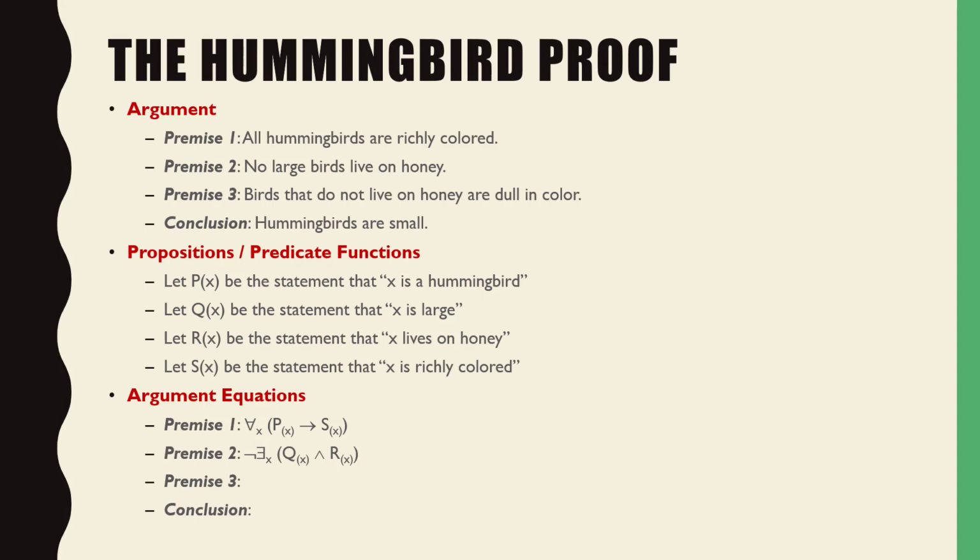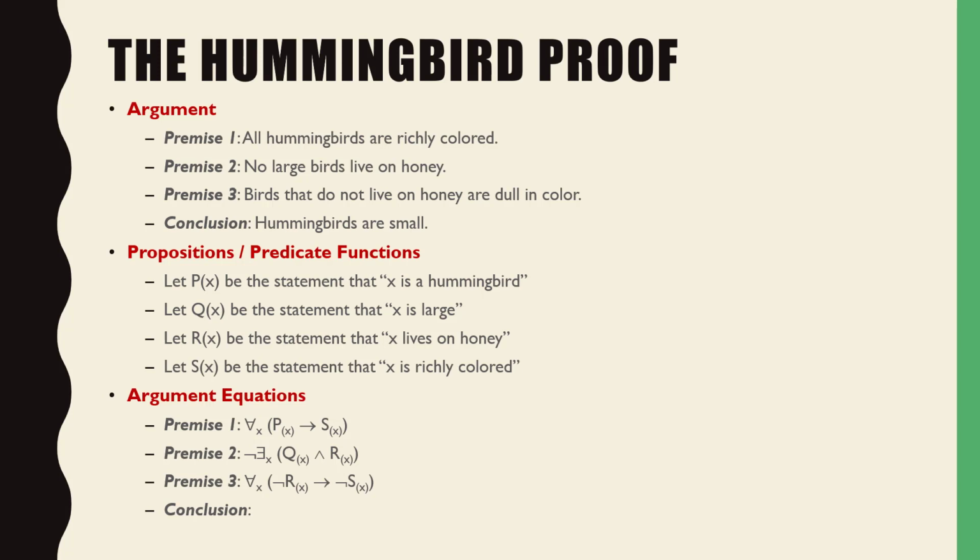All right, premise number three. What's that look like? Okay, so birds that do not live on honey are dull in color. Okay, so it's universal, and then what? For all birds in the domain of birds, if that bird does not live on honey, therefore that bird is not richly colored. And with our assumption that not richly colored is the same thing as dull, that fits.